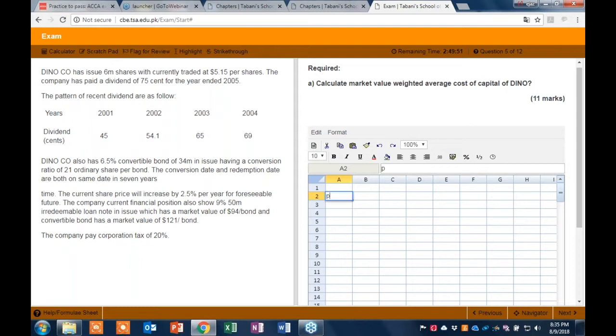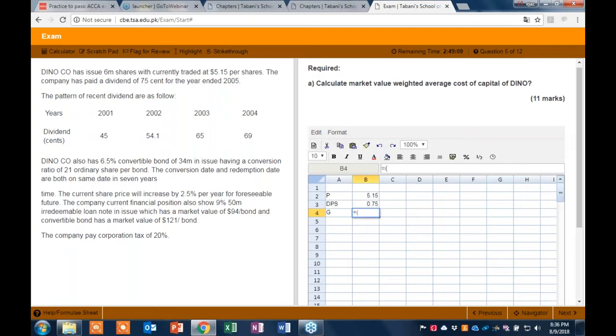For calculating cost of equity, remember we need price, we need dividend per share, and we need growth. So the price of the share is 5.15. The dividend paid is 75 cents, which means 0.75. And the growth is something that we need to find out.